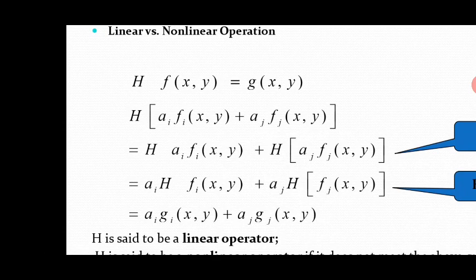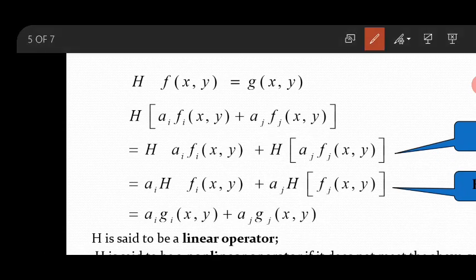So there is the fi image and the fj image, each will be multiplied by ai and aj respectively, added together, and then you perform the H operator. H is an operator, the operation we are performing here. We will end up with one image, that is the left hand side image. Then what do you mean by H here? It is an operator.